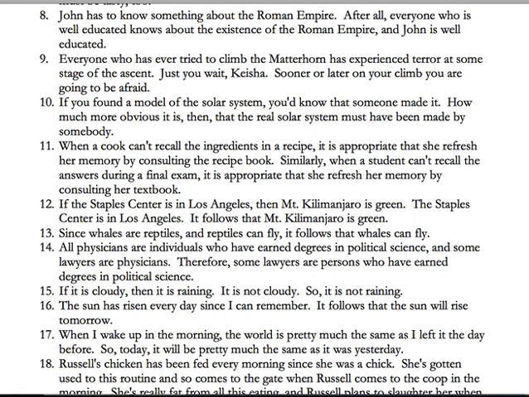So the argument reworked goes like this. Everyone who is well educated knows about the existence of the Roman Empire. John is well educated, therefore John has to know something about the Roman Empire.